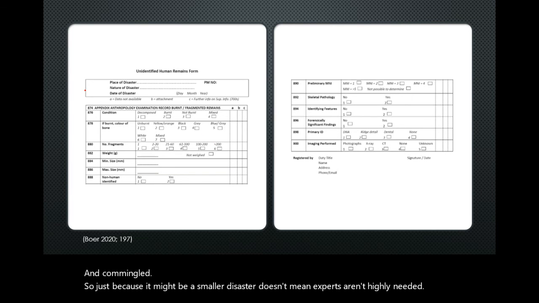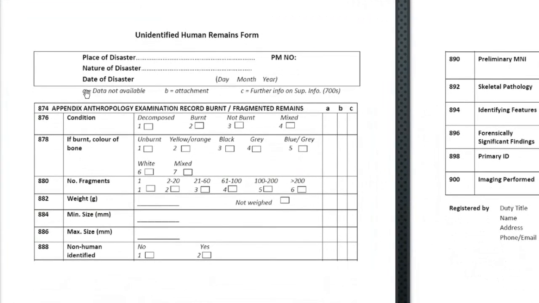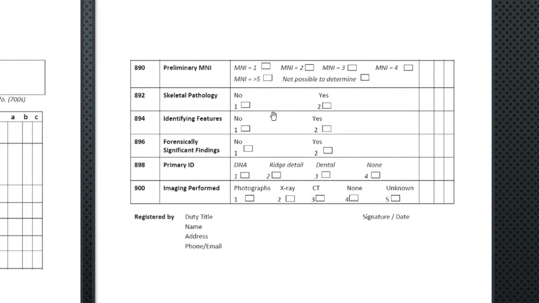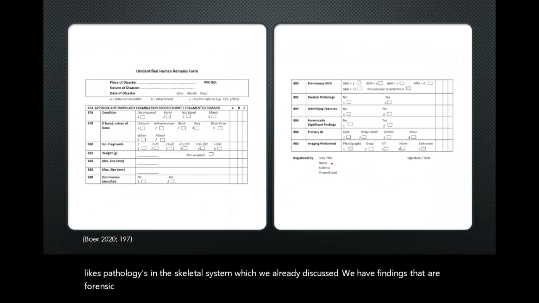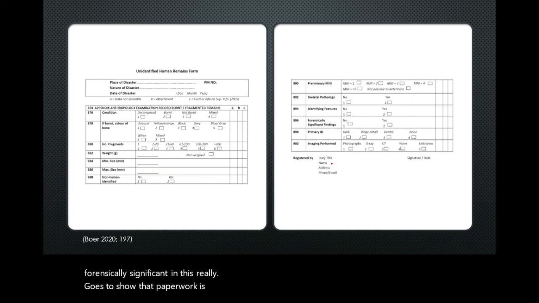Here is a picture of some of the forms that we have to fill out as forensic anthropologists. I like it because it organizes the thoughts. We have conditions, and then conditions of burn, and then amount of fragments. We have weight. Were there any non-human identified? And then we have the pathologies in the skeletal system, which we already discussed. We have findings that are forensically significant. And this really goes to show that paperwork is also an important part of the job, and being organized is important.